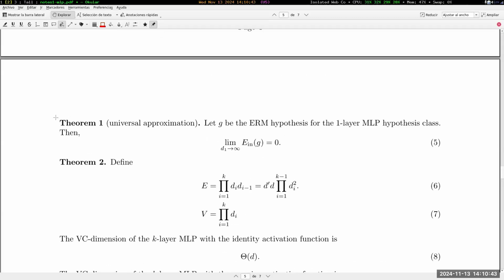So the first of these results here, theorem 1, is a universal approximation theorem for neural networks. Here, let G be the ERM hypothesis, so the minimizer of the in-sample error for the one layer MLP hypothesis class, so only one hidden layer. And our D1 value right here is the size, the number of neurons in the hidden layer. As that grows to infinity, our in-sample error is guaranteed to go down to 0.